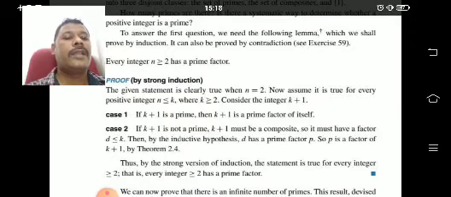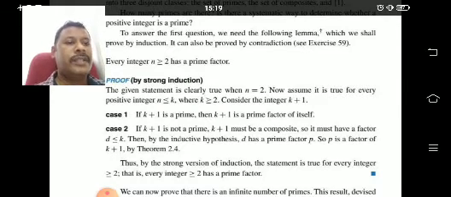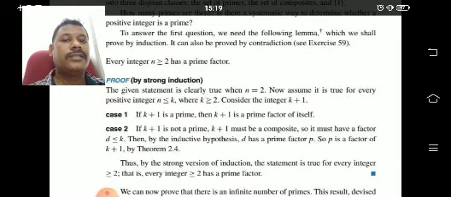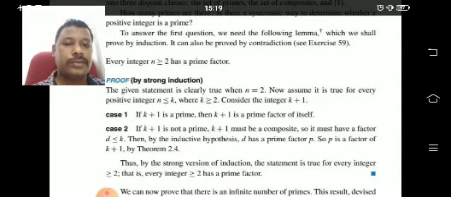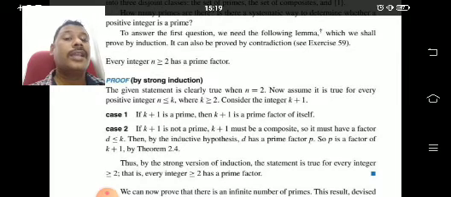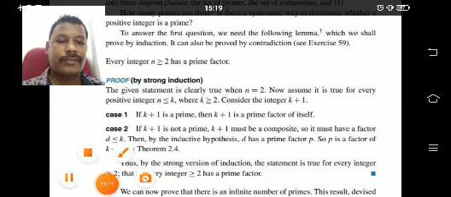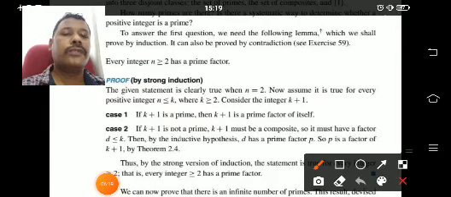Thus, by the strong version of induction, the statement is true for every integer greater than or equal to 2. That is, every integer greater than or equal to 2 has a prime factor. This is the proof.